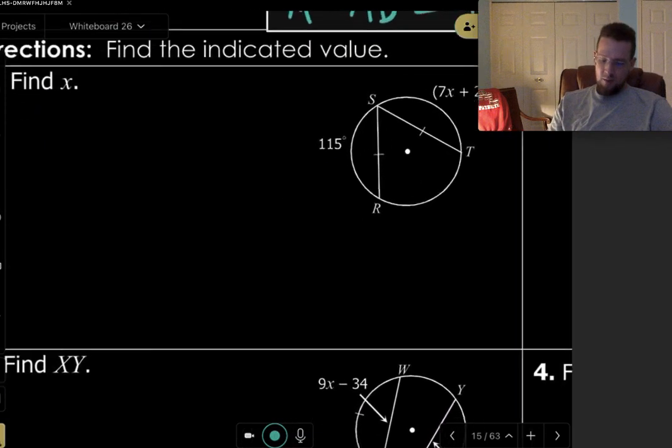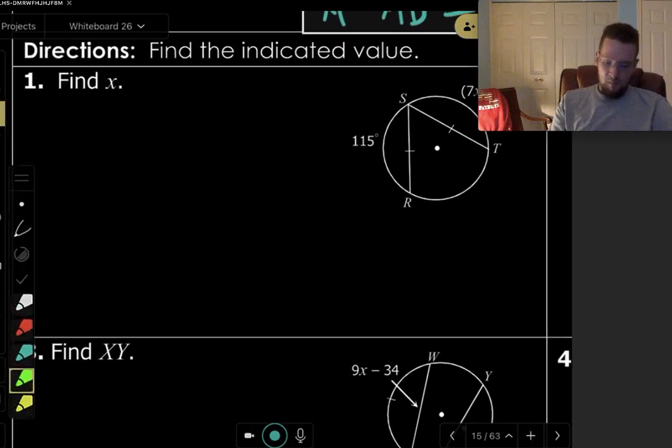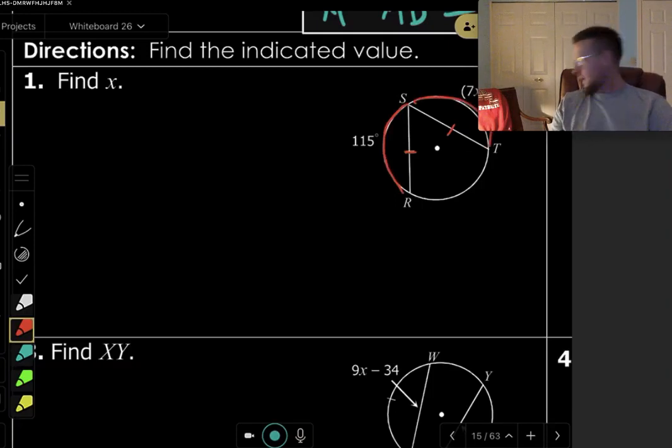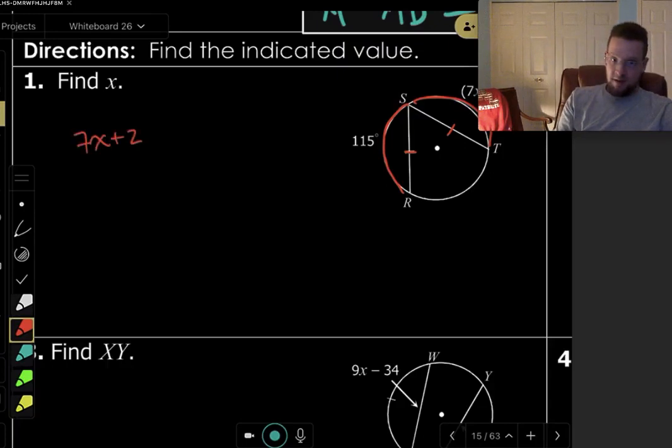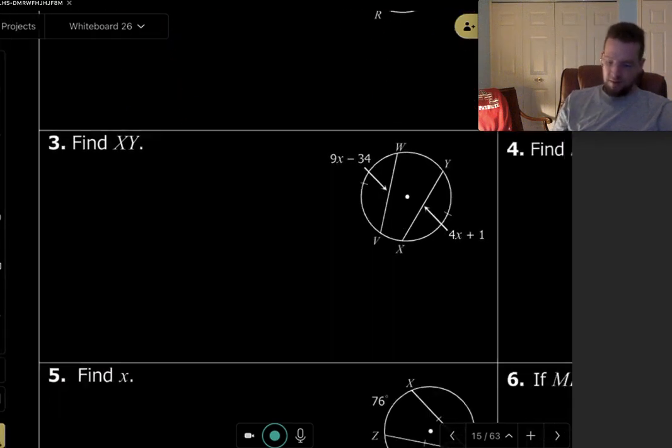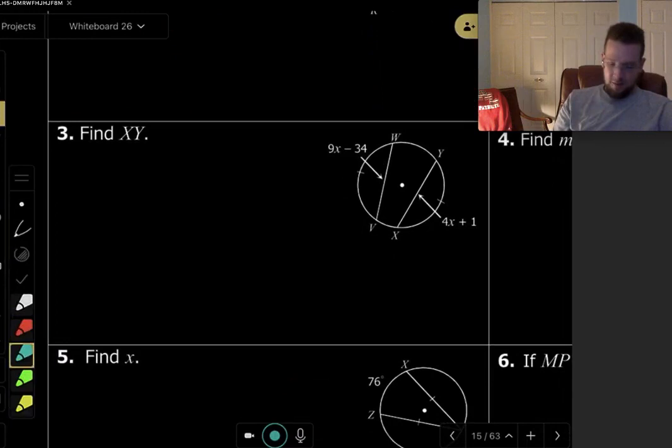So if we look at number one, this one just jumps right out at us. It says find x. So we know that these two central angle measures will be the same. So simply set up a nice little equality here and just get on with your life. Let's see what the next one is. Okay, these tell us that these two arc measures are the same, but they're telling us that these two segments we need to somehow find.